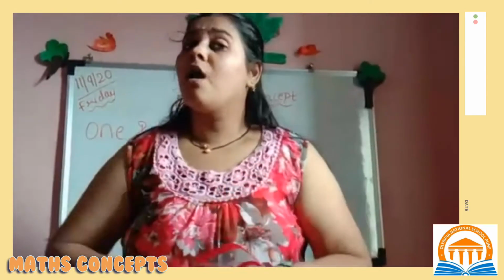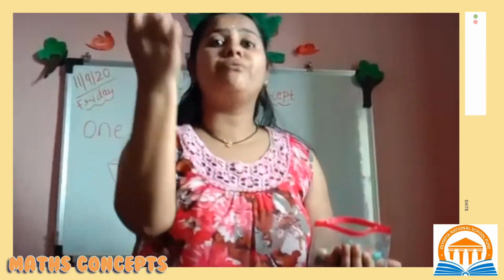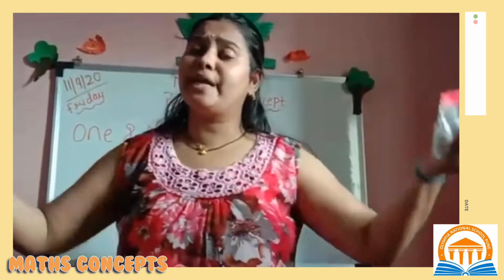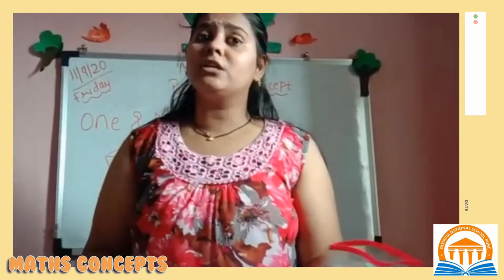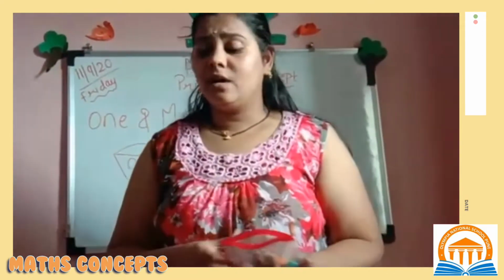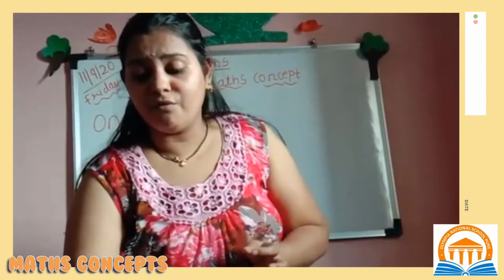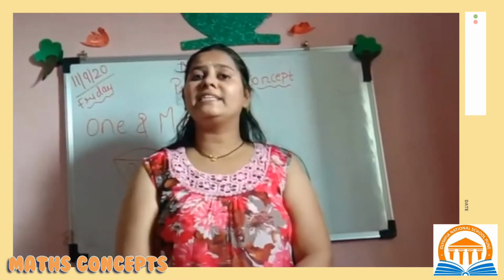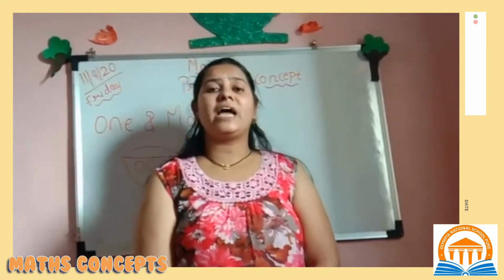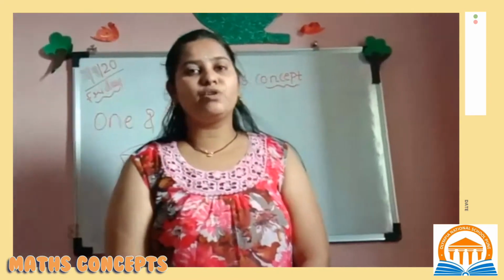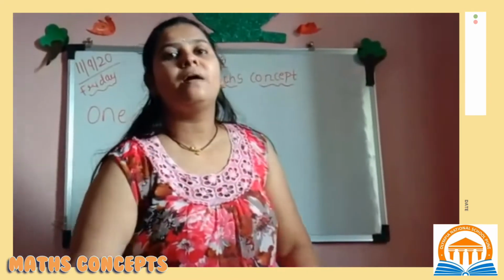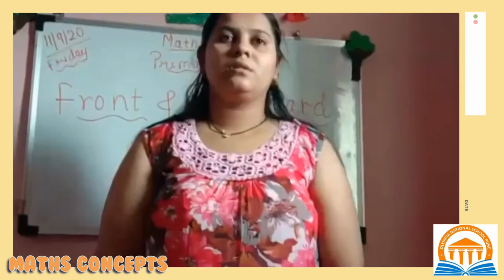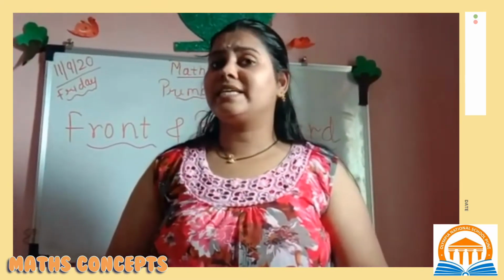So you got it: one means one object, many means many objects, like many pebbles, many chocolates, right? So this was the concept of one and many. Now let us move forward and learn about front and backward. What are we going to learn about? Front and backward.